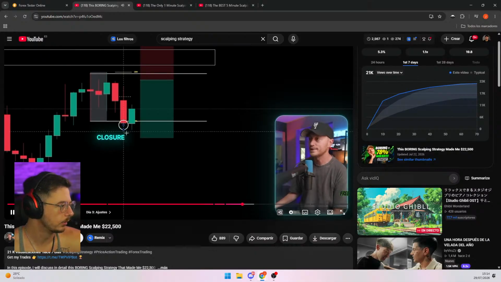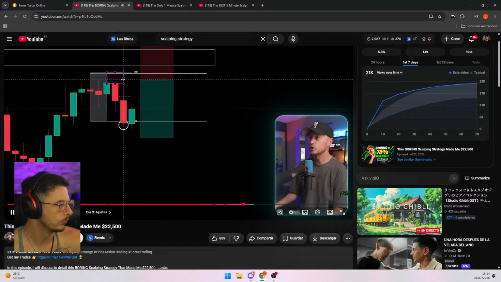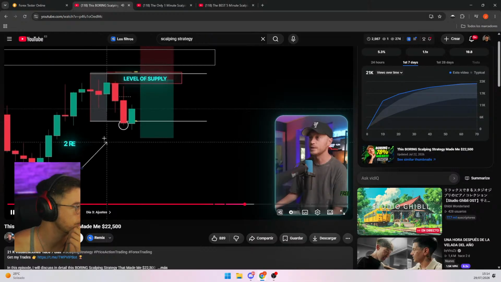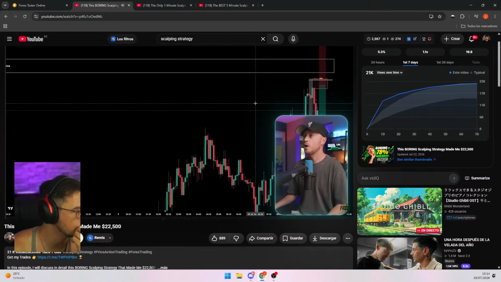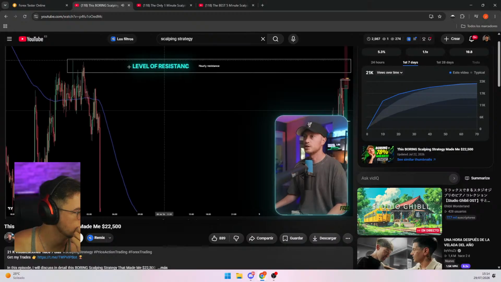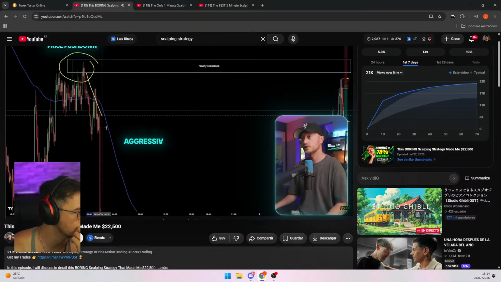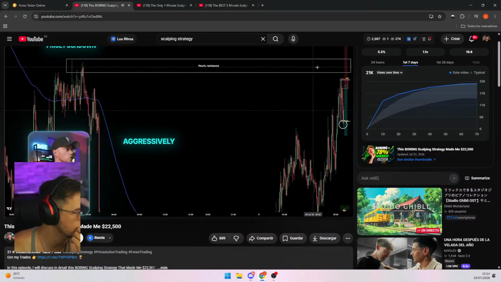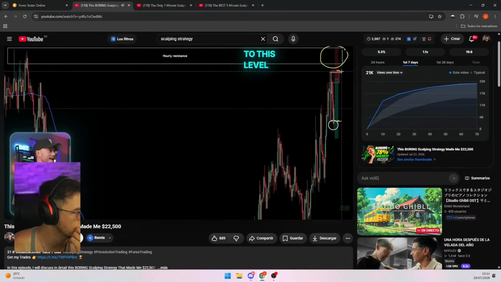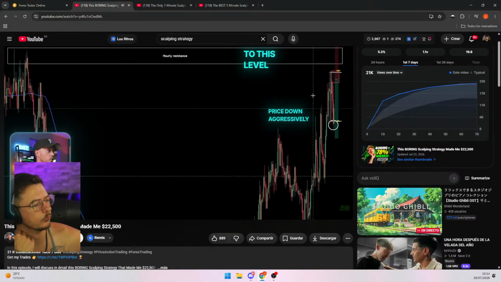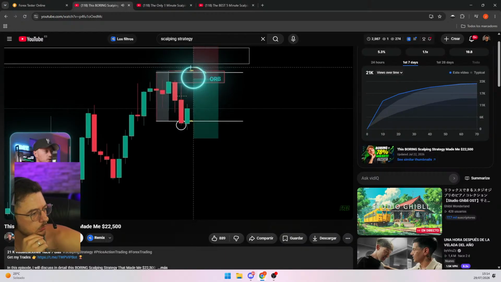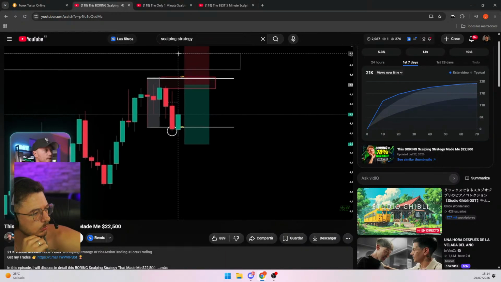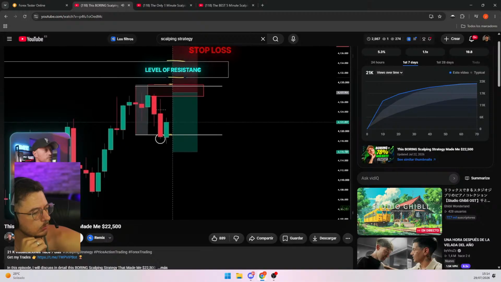Had the closure right there. I had my level of supply right here. It was a weak one, right? We only had 2 red candles down, but I was still very confident because we had that hourly level of resistance. You could see price pushed down very aggressively from this level. So I was hoping price would come to this level again and price down aggressively, right? What I did is I still wanted to enter within my orb, right? Because I always enter basically within the orb, but having my stop loss above this level of resistance was a way to protect myself in this trade.